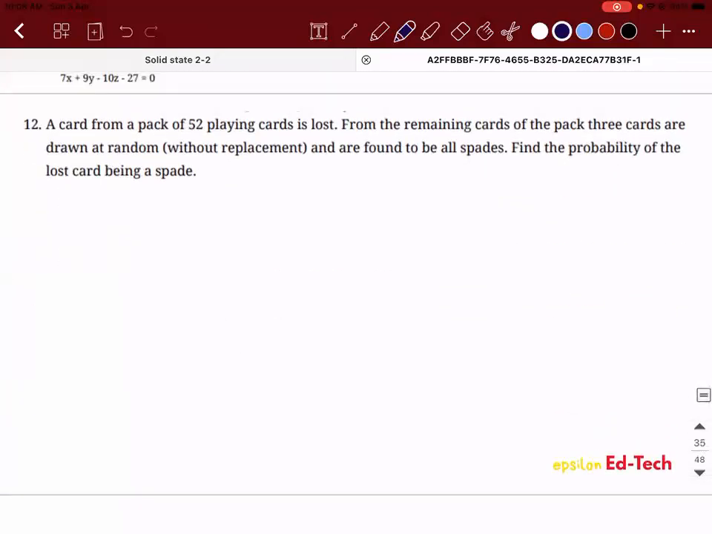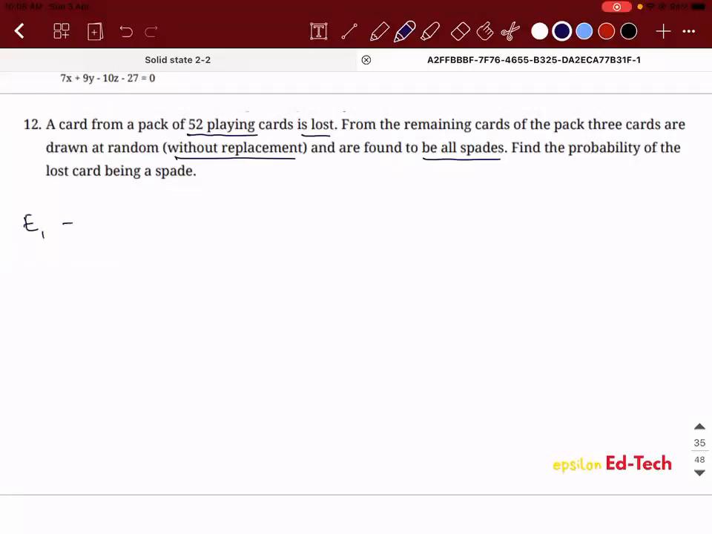Next. A card from a deck of 52 playing cards is lost. From the remaining cards of the pack, 3 cards were drawn at random without replacement and are found to be all spades. Find the probability of the lost card being a spade. How to solve this?